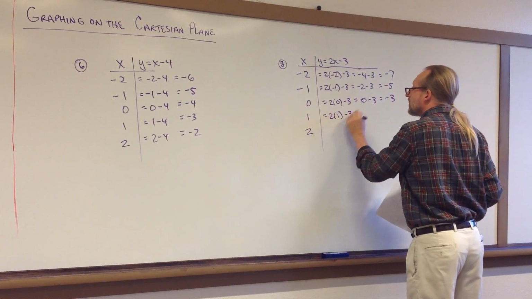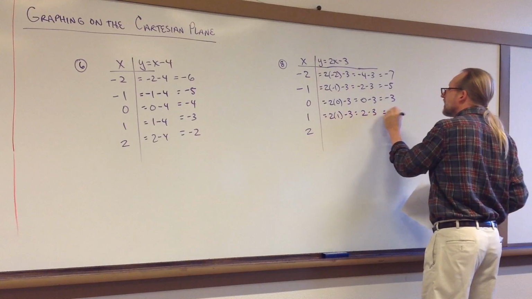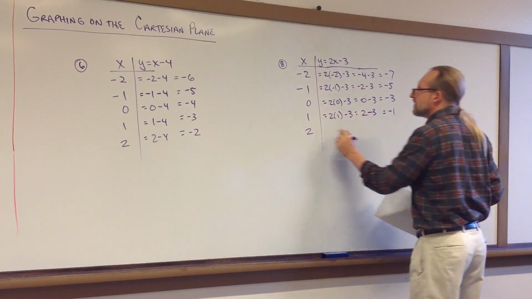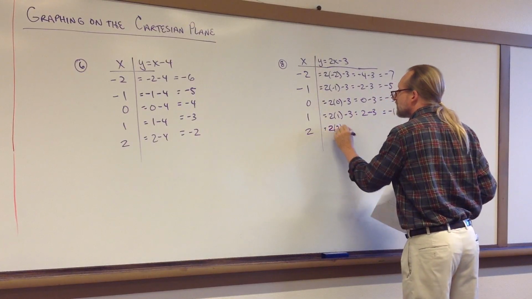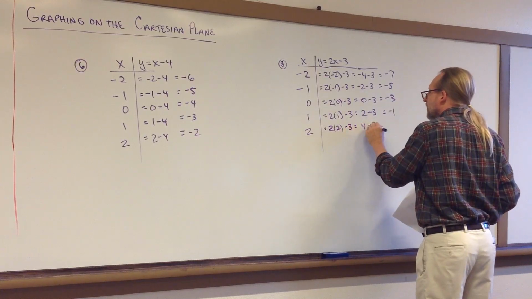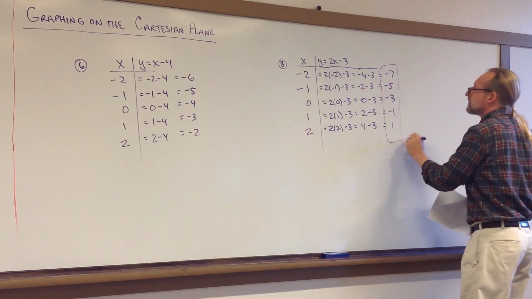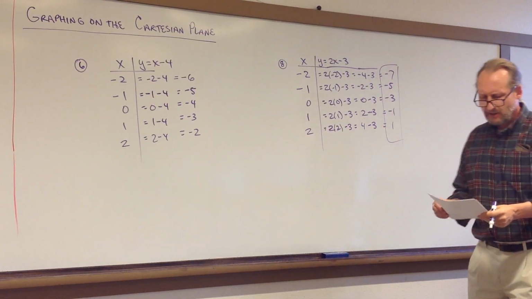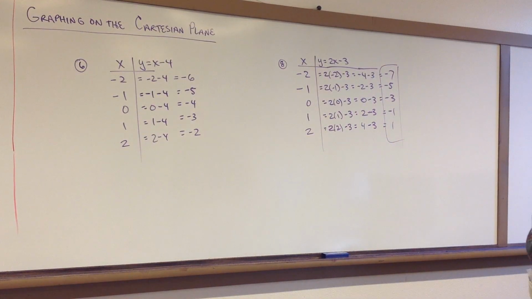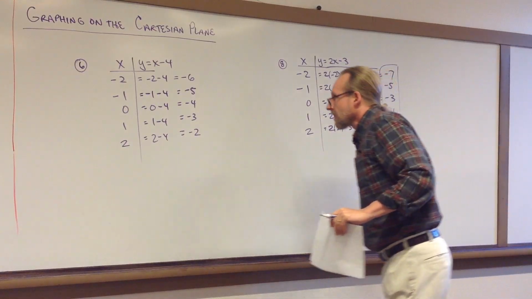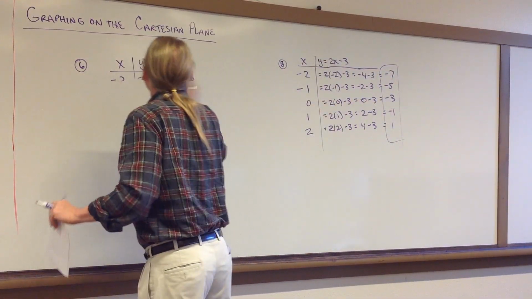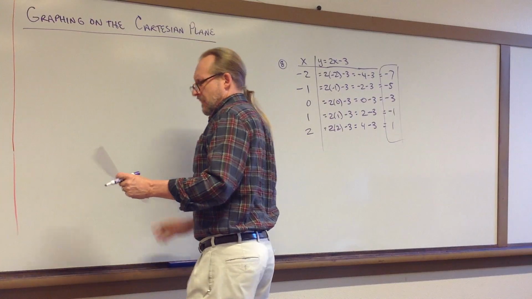2 times 1 minus 3. 2 minus 3 is negative 1. And 2 times 2 minus 3, so that's 4 minus 3, which is positive 1. And so this is what we're really interested in, just being able to calculate those y values. Okay, we've got a couple more here to look at.